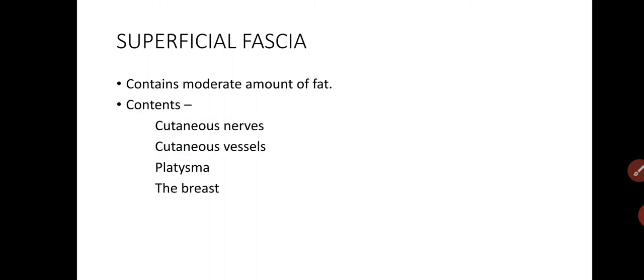Now the superficial fascia of the pectoral region. Just below the skin there is a superficial fascia which contains a moderate amount of fat. It also contains subcutaneous vessels, nerves, a muscle known as platysma, and a very important gland, the mammary gland or breast, which will be taught to you in a different class.